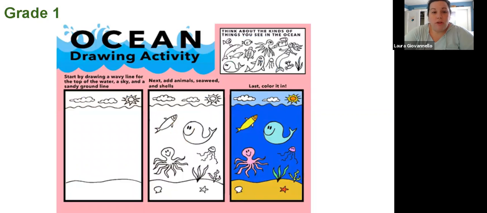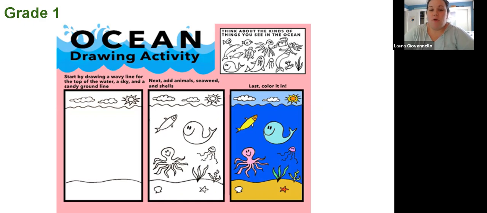Grade 1, you are going to work on creating an ocean drawing activity. So first I want you to think about the different kinds of things you see in the ocean. In the example picture, we have lots of different kinds of fish, right? Different shaped fish, some that are circle, some that are oval. We have dolphins and sharks and walruses and whales and turtles and mermaids and buried treasure. Some seaweed, some crab, some octopus and jellyfish, mermaids.